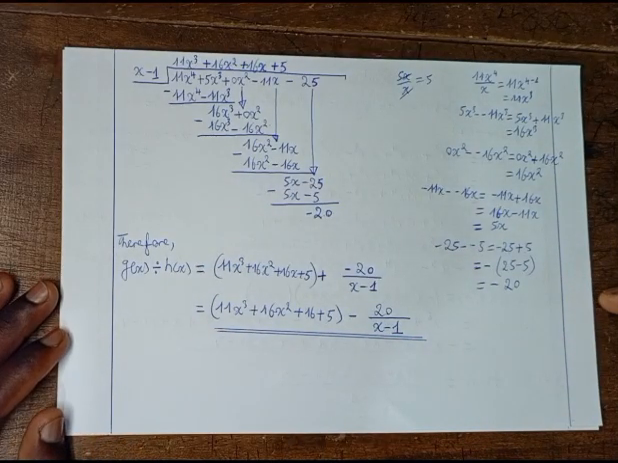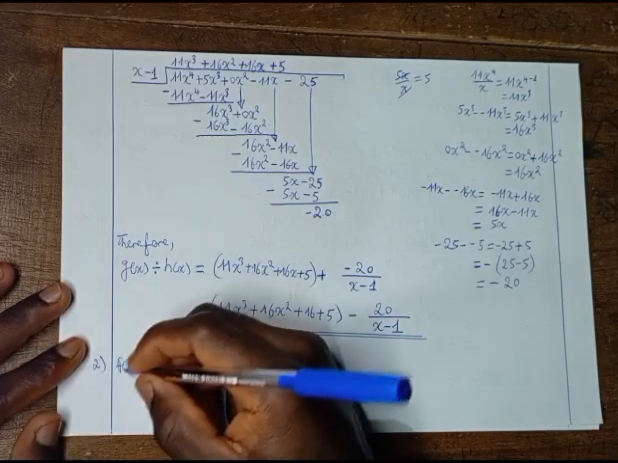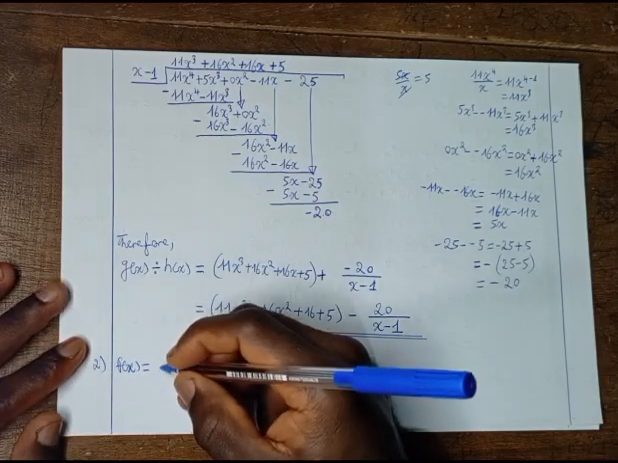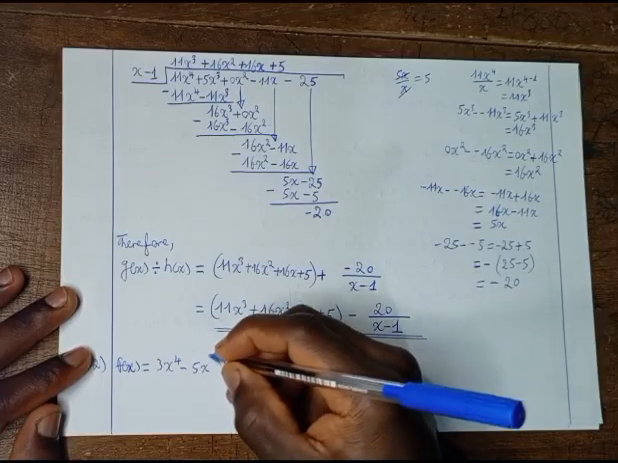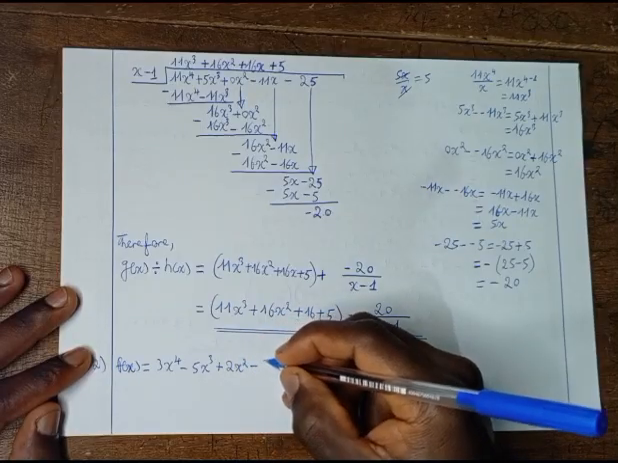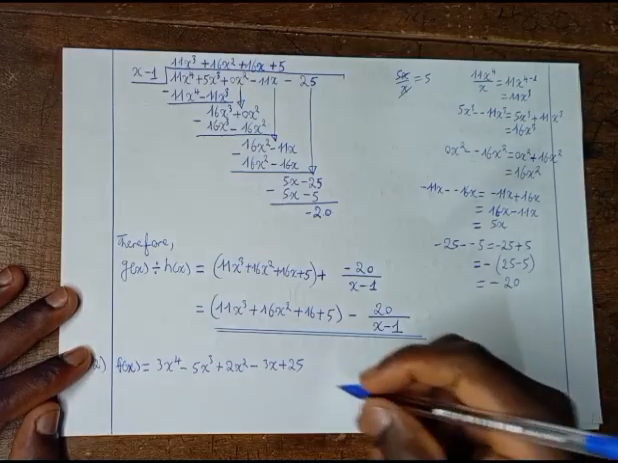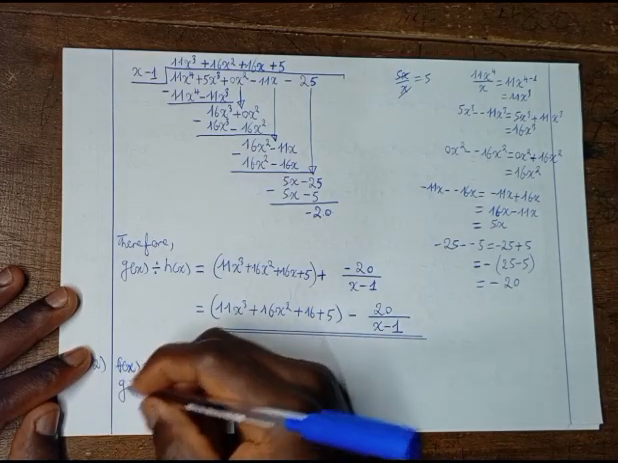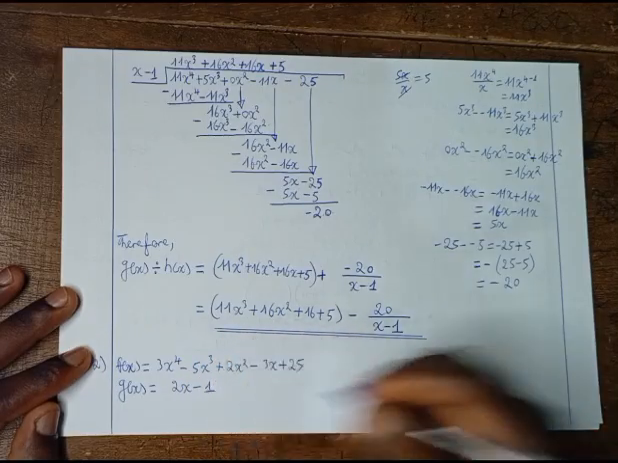Next, we go to question 2, which says: find the remainder when the polynomial f of x equal to 3x to the power 4 minus 5x to the power 3 plus 2x squared minus 3x plus 25 is divided by g of x, which is equal to 2x minus 1.